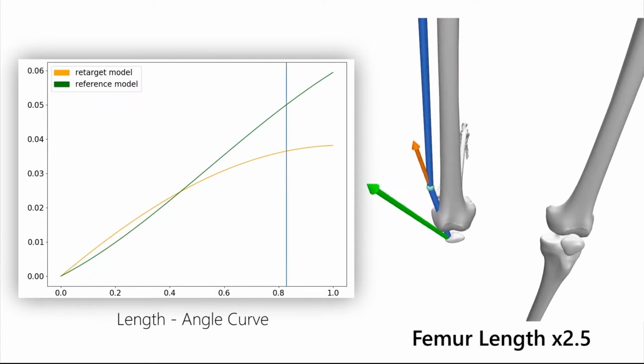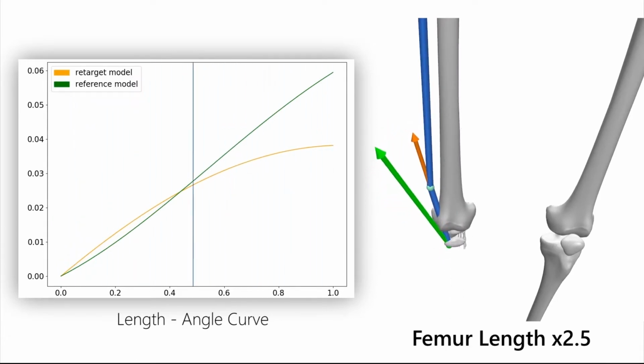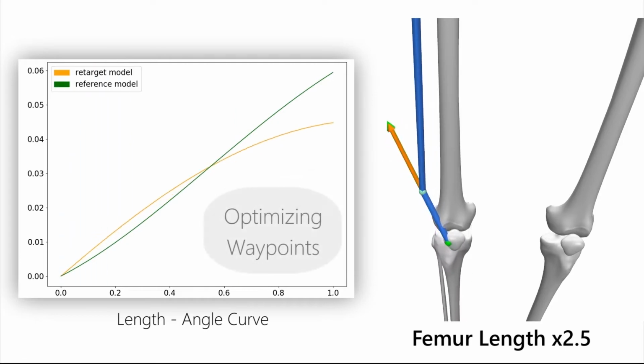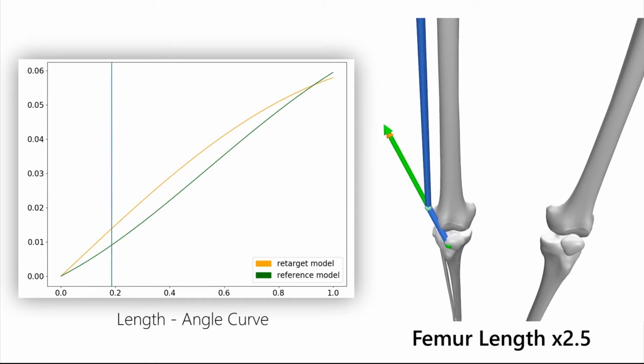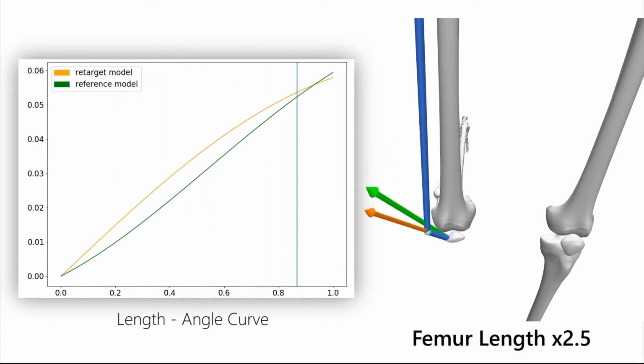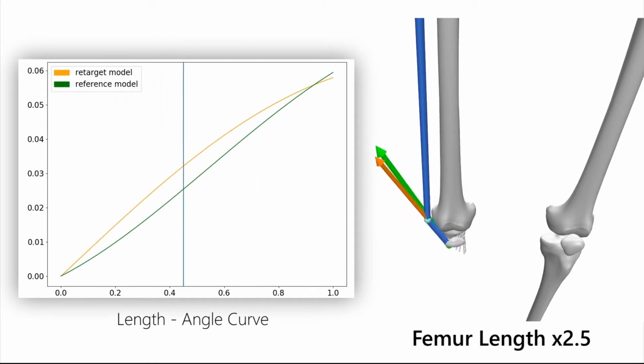The bone scaling perturbs the length-angle curve and force direction at the insertion site. The function of the muscle is also disturbed by the scaling. Our retargeting algorithm optimizes waypoints to recover its function as a knee extensor.